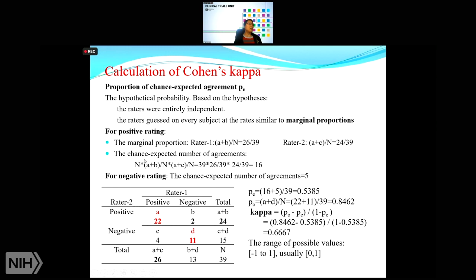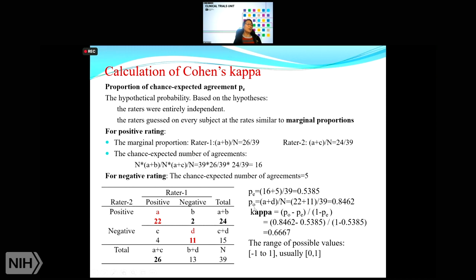Therefore, we can calculate the chance expected number of agreements as the total n times the marginal proportion rating for reader one and the marginal proportion rating for reader two, and then we get 16. For the negative rating, we get the number 5. Then we can calculate the PE as 16 plus 5 divided by 39. The proportion of observed agreement, PO, is equal to 22 plus 11 divided by 39.